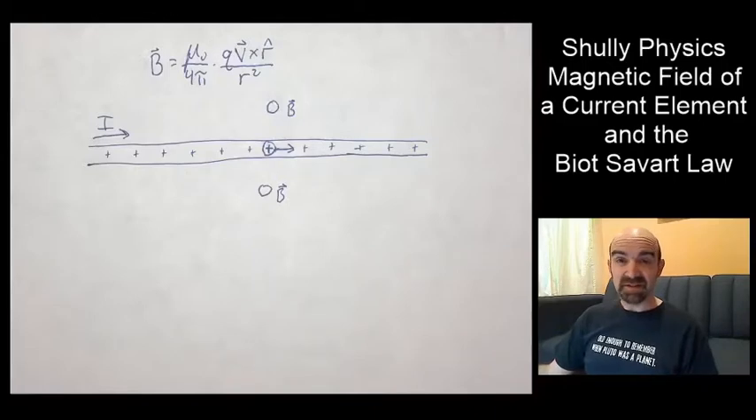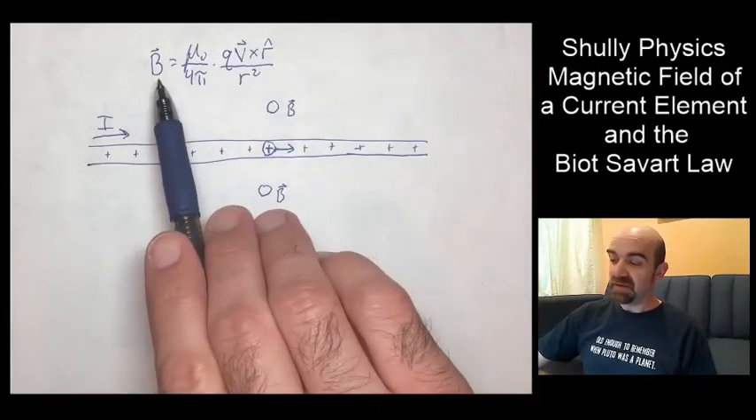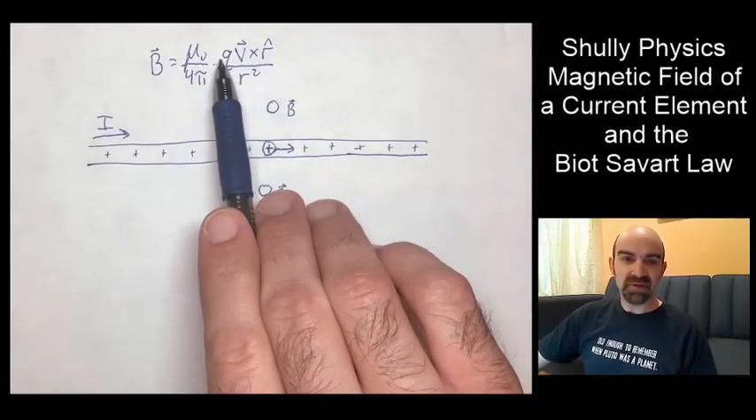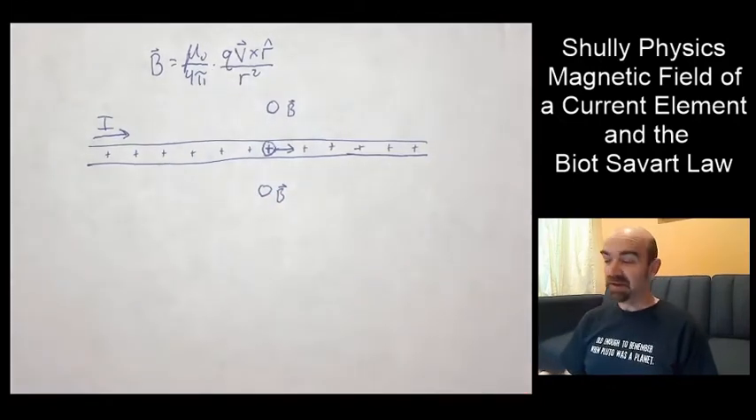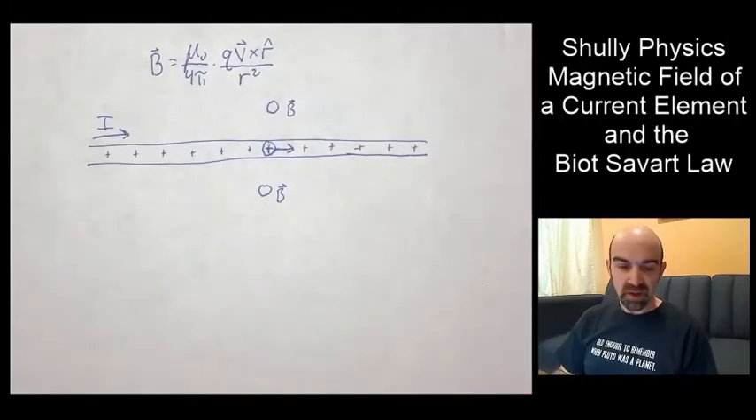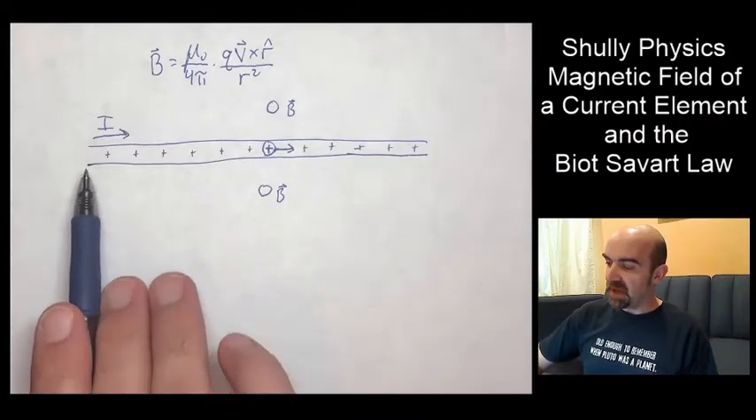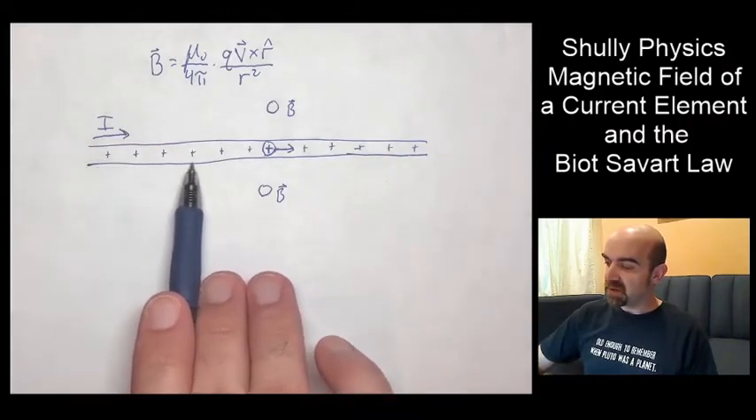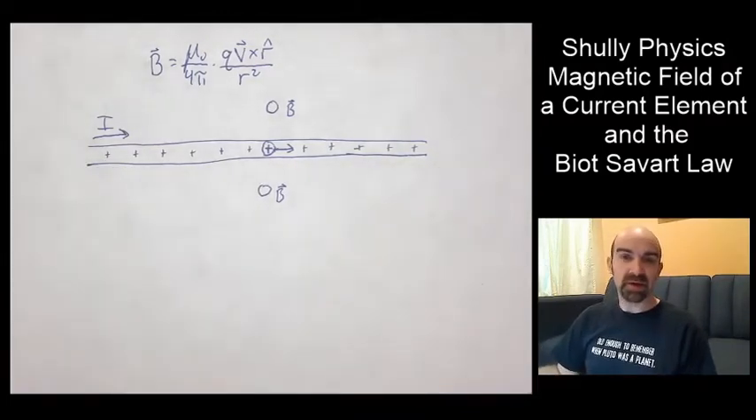So in the last lesson, I introduced the magnetic field that's produced by a moving charge, and that's linked at the end of this video. Today, though, we're going to look at how the charge that's moving through a current-carrying element produces a magnetic field.